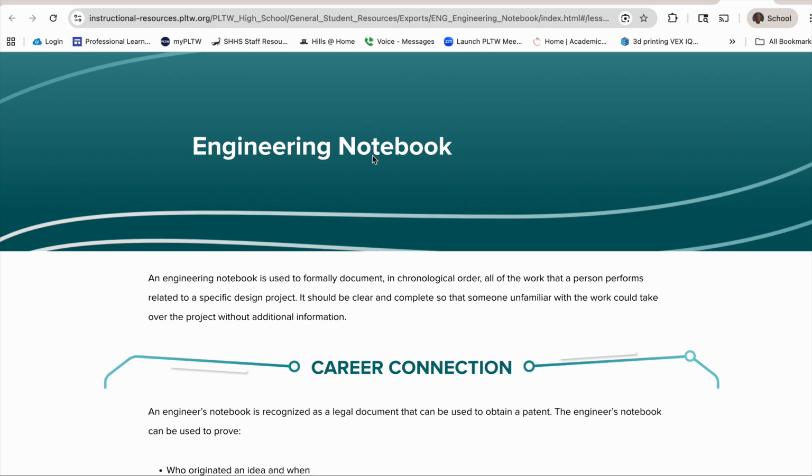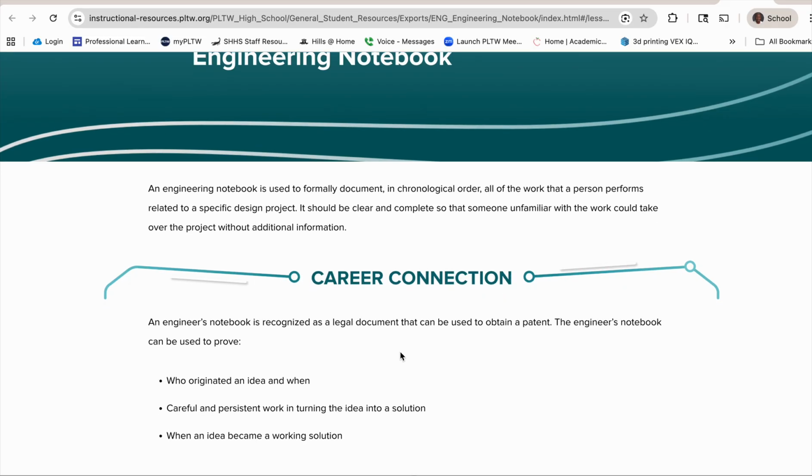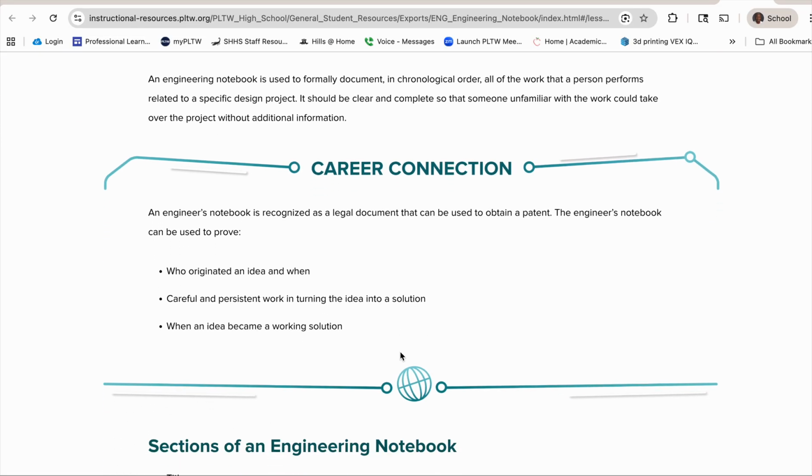All right, the engineering notebook. So we go through this. The engineering notebook is used to formally document, in chronological order, all work that a person performs related to a specific design project. It should be clear and complete, so that someone unfamiliar with the notebook could take it over and complete work on the project. In our case, it's going to be your body of work that you do for the year in this class.